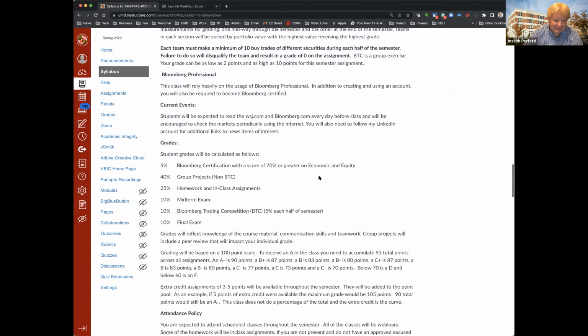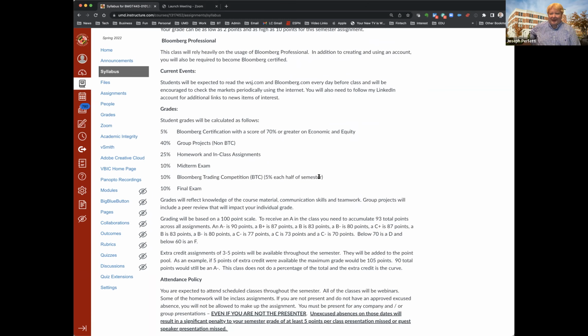Grading for this class is on a 100-point scale. The way that you earn grades in this class is you accumulate points across all assignments. So the grade on any individual assignment doesn't really matter. Most assignments are 2 points, right? You could skip one assignment and still make 98 points for the semester. So the point is you accumulate points across all assignments.